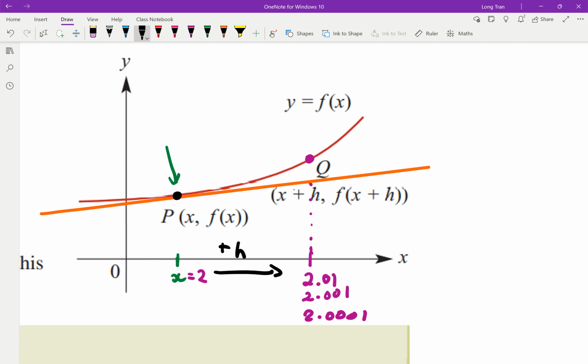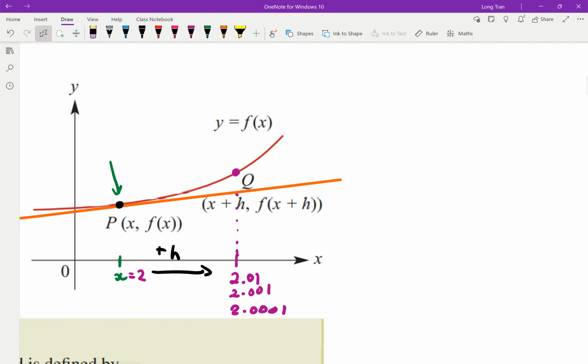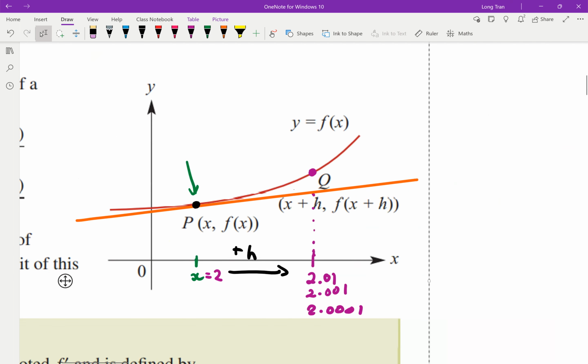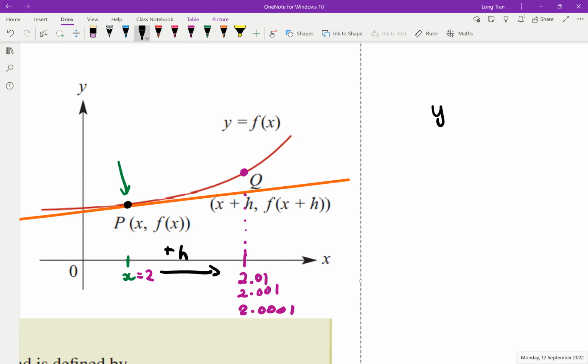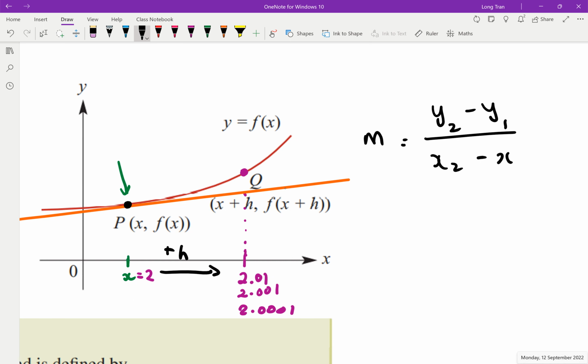Now the theory is, well, remember when you're finding the gradient, how do you find the gradient again? This is what you would do. You'd say y2 minus y1 over x2 minus x1. That's your gradient, true? So, according to what we just wrote, say we don't know what h is. Okay, we don't know what h is. I'm just going to delete that bit. We don't know what h is.